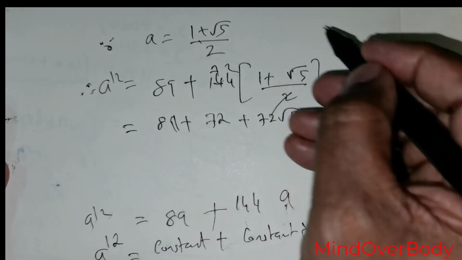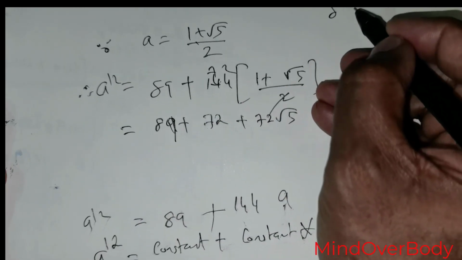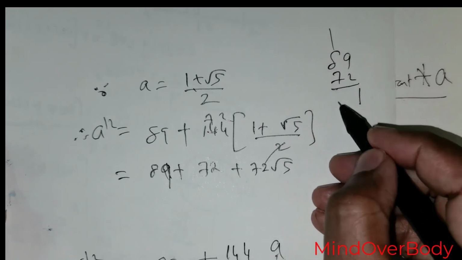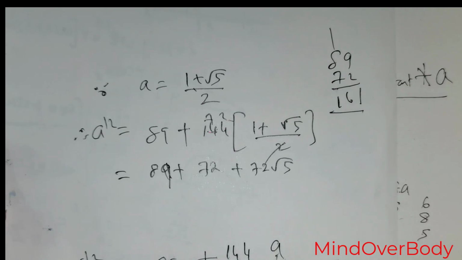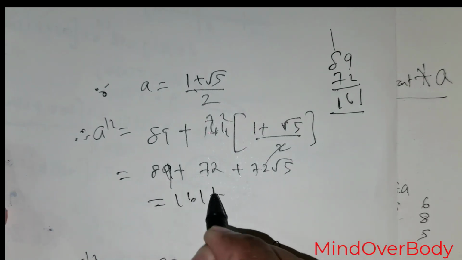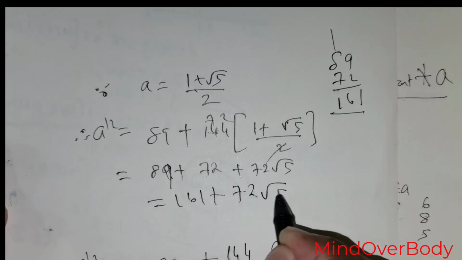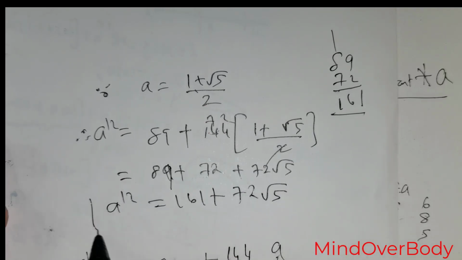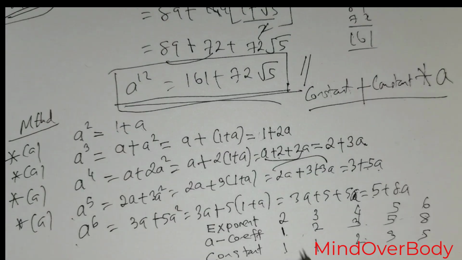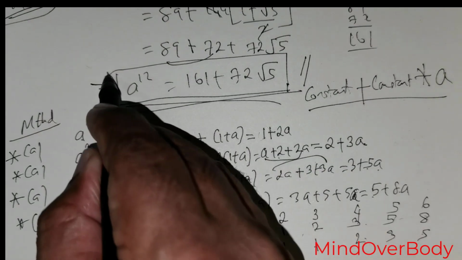You add these two things together, 89 added with 72 is 161, right? So place the values. So it's going to be 161 plus 72 times root 5, which is nothing but a raised to the power 12. Now this is the solution, and this is what we have got in the previous case.